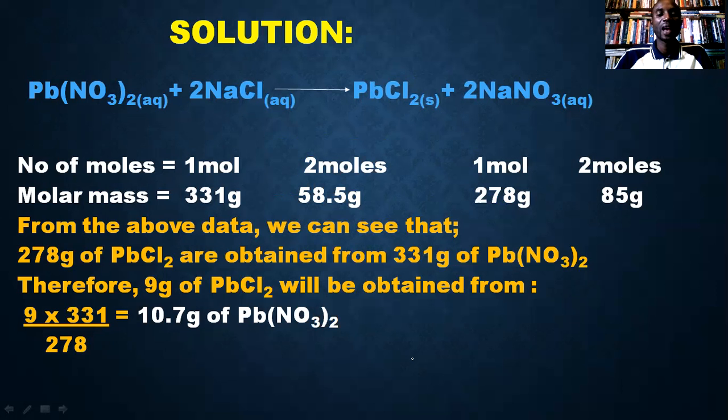If that is the case, how many grams of lead nitrate will be needed for 9 grams of lead chloride that was given in the equation? You just need to cross multiply: 9 times 331 all over 278. When you do so, you have 10.7 grams of lead nitrate. So it's very, very easy based on the equation for the reaction. Once you get the equation for the reaction correctly, and it's been given to you already, use that and you get your answer correctly.